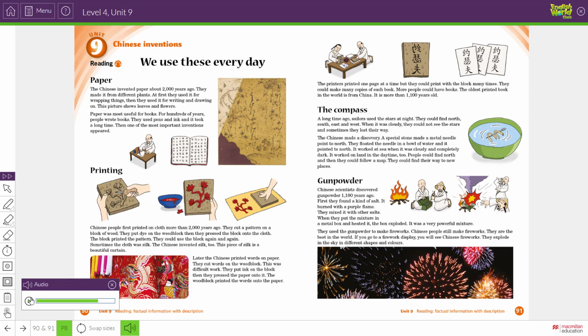Question number 2. What happened if it was cloudy? The answer is they lost their way. My last question, what was the first compass? Yes, the first compass was a needle in a pool of water.